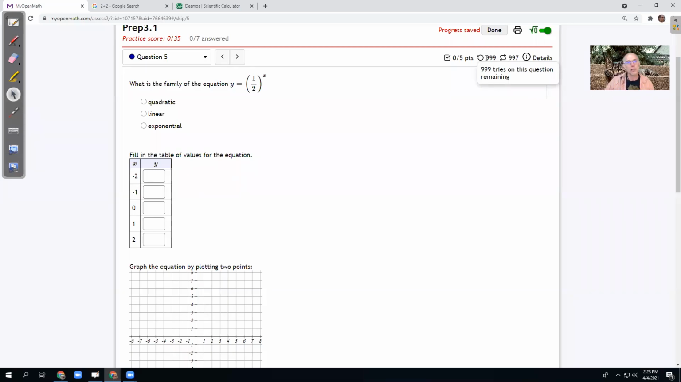Here's an example of an exponential equation. And I know it's an exponential equation because the variable is an exponent. That's the definition of an exponential equation. So let's mark that off.